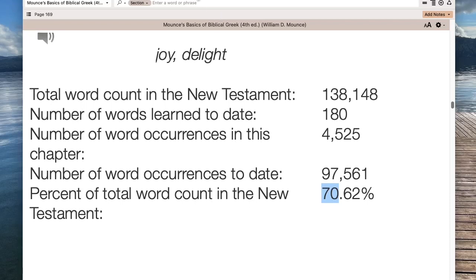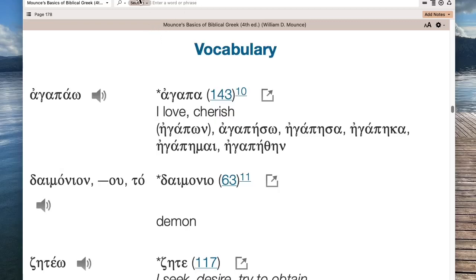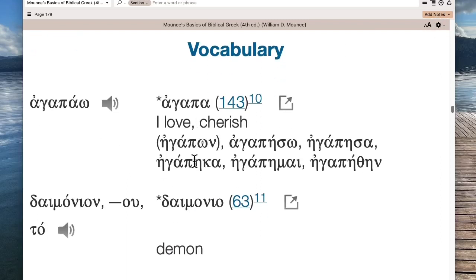Okay, I'm going to shift now. We're going to go right, because I'm doing both chapter 16 and 17 in this video. So we'll go right over here to chapter 17.